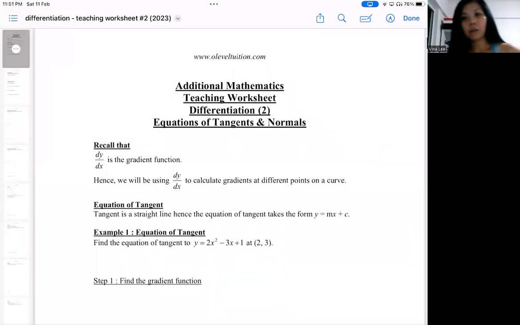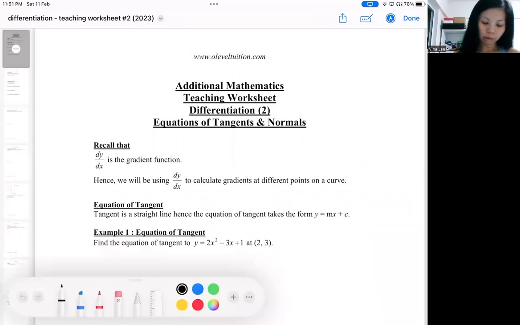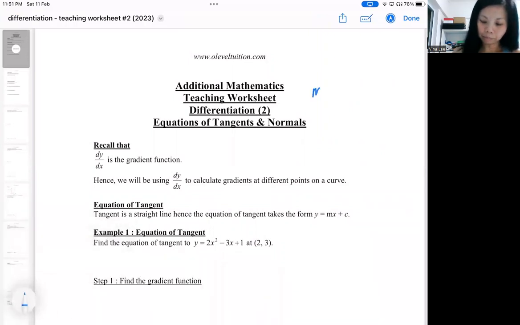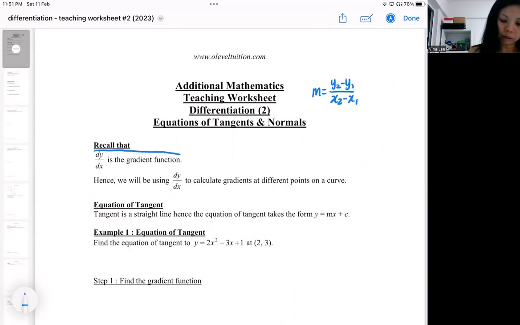Okay, so this application of differentiation has a lot of similarity to coordinate geometry. In coordinate geometry, we usually use the gradient formula. In this application, we are going to be using dy/dx as the gradient formula.